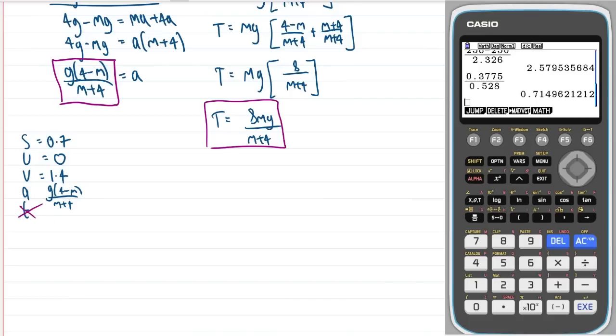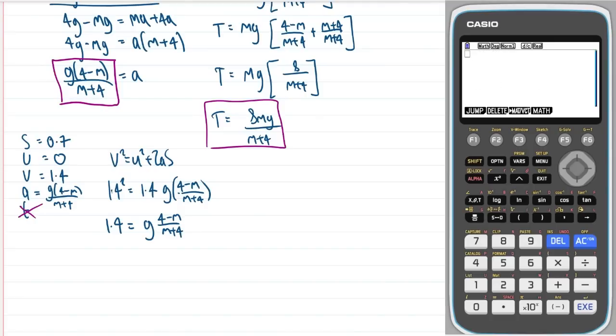So we're trying to find m, so let's get rid of t and let's just use v squared is equal to u squared plus 2as. We get 1.4 squared is equal to 0 plus 2as. So 2 times 0.7 is 1.4, times a, which is g times (4 minus m) over (m plus 4). We can divide both sides by 1.4, which gives you 1.4 is equal to g times (4 minus m) over (m plus 4).